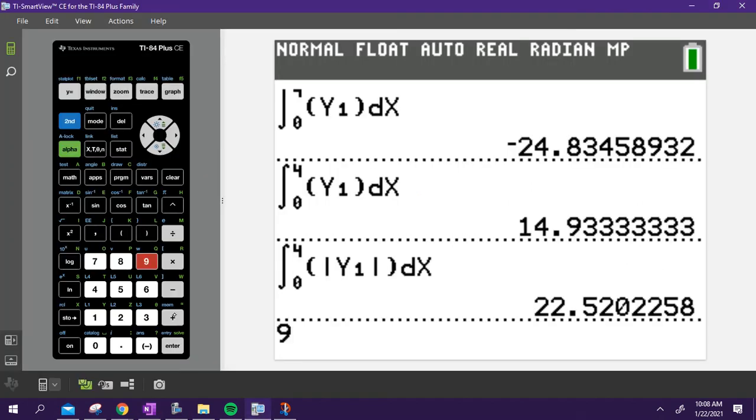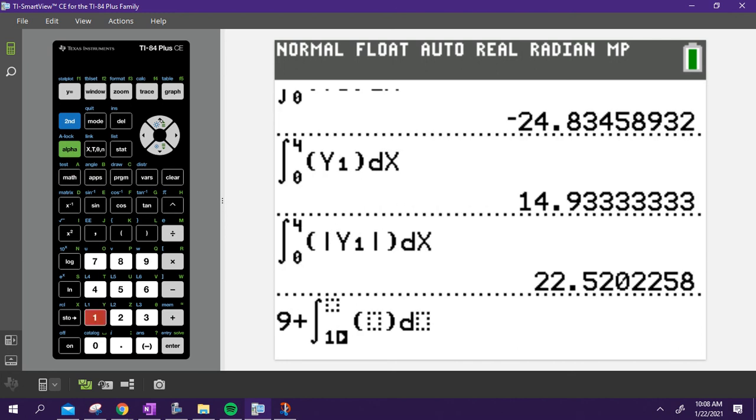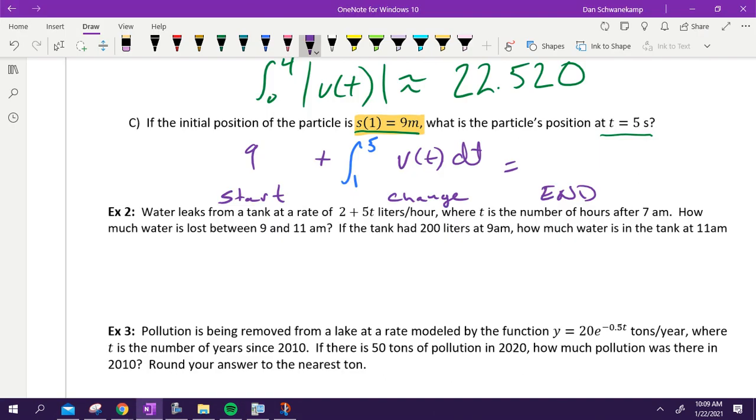So in my calculator, I'm typing that in. 9 plus math 9. I'm integrating this equation from 1 to 5, y1 dx. I type it in, I hit enter. 47.666 or 47.667. We did not do absolute value because we weren't talking about total distance traveled. I just want to know the change. So in this case, I'm just integrating without absolute value. This is my answer, and that's in meters. That is what my position is now after 5 seconds.